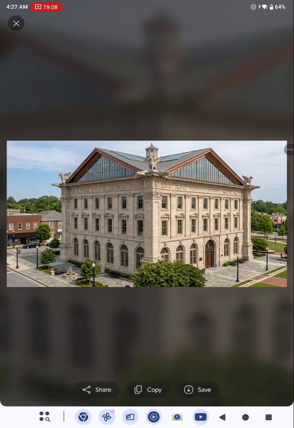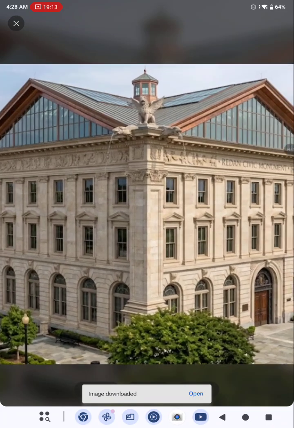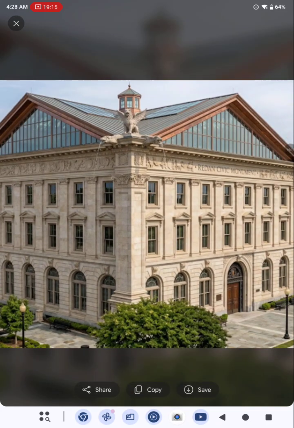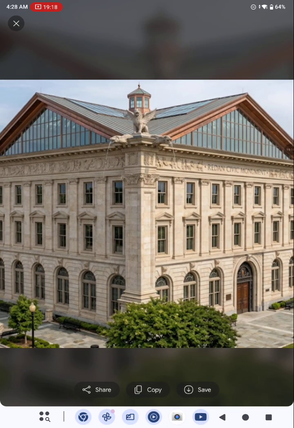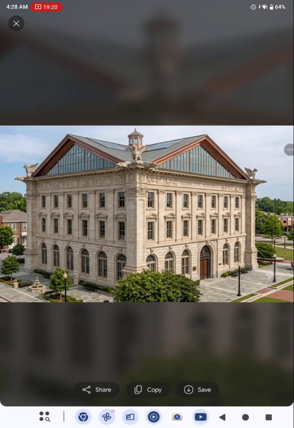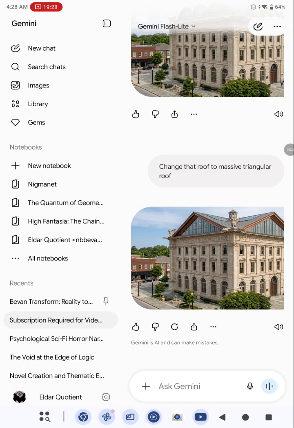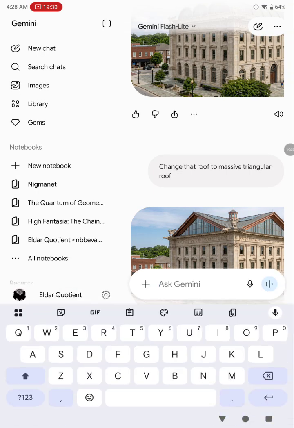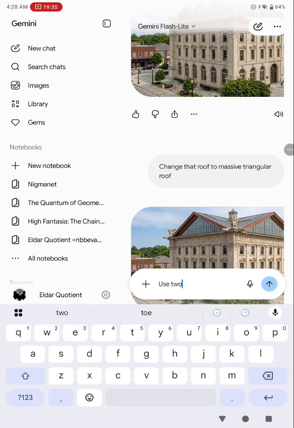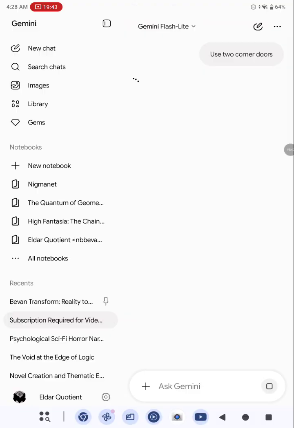Yeah, that almost looks kind of cool. There's only 3, it's like 3 or 4 stories. Oh, pretty nice. Use 2 corner doors. There's 2 corner doors. What happens?